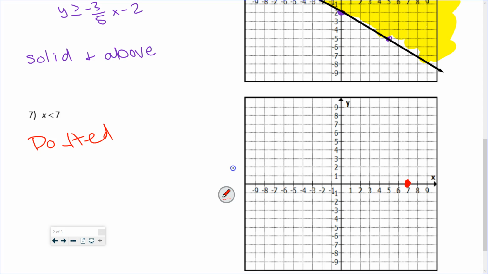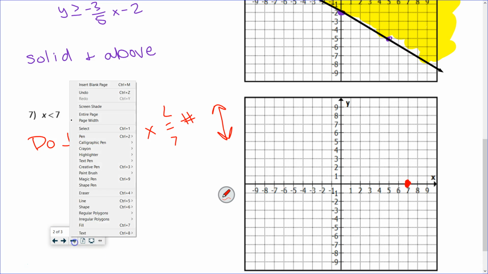So we know it has to be vertical or horizontal, right? Because there's no slope. But if all the x's have to be 7, then it's going to be, yes, Tyler, a vertical line. It is undefined. Good. So whenever you have x is equal to, less than, greater than, to any number at all, that will always give us a vertical line. Always, always, always.